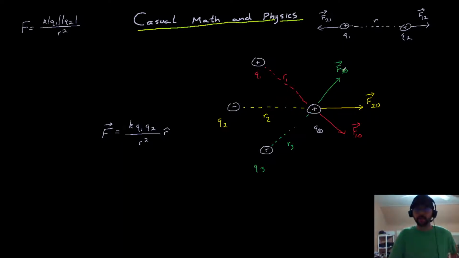So the force of 3 on 0, let me get back to purple for a second. If we assume that this angle is theta, that would make this angle theta. And for the sake of argument right now, let's just assume this is also theta. And let's say that Q1, 2, and 3 all have the same magnitude. Let's just say all the Q's all have the same magnitude.